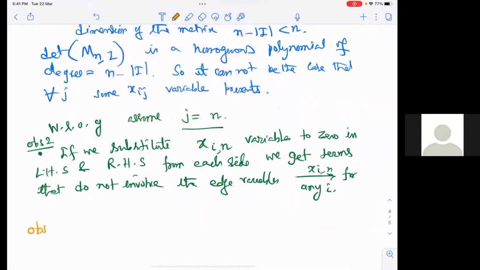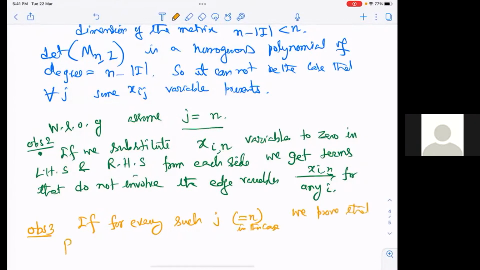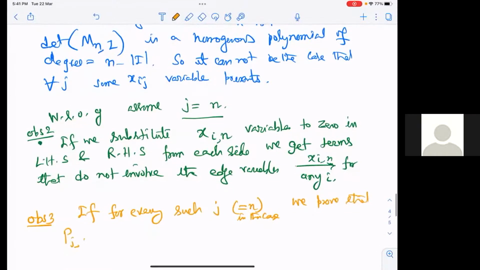Observation 3. If for every such j, like in our case, j equal to n in this case, it's a special case, we prove that Pj of LHS is equal to Pj of RHS, then we are done.